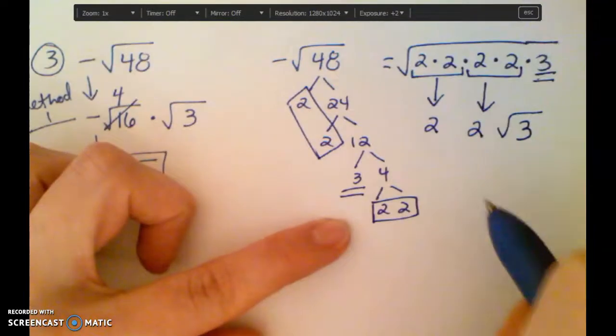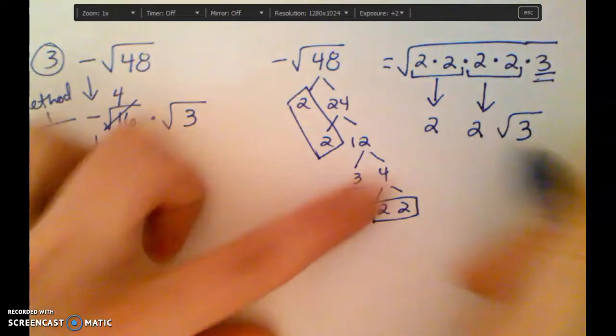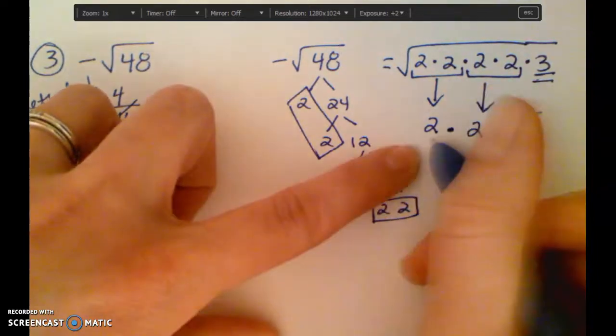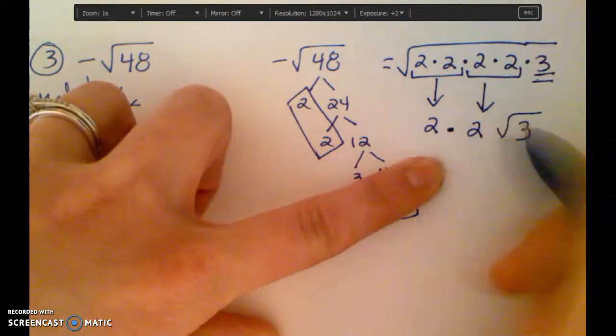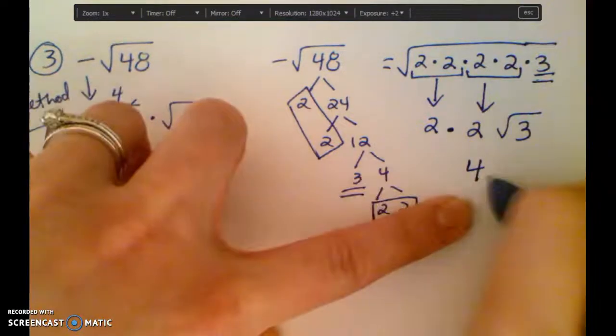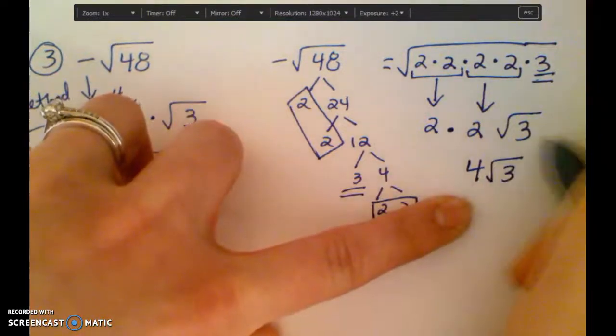Again, we're going to do outside, outside, inside, inside. Well, we multiply this 2 times the 2, and that gives us the 4. That root 3, inside, inside, nothing to multiply.